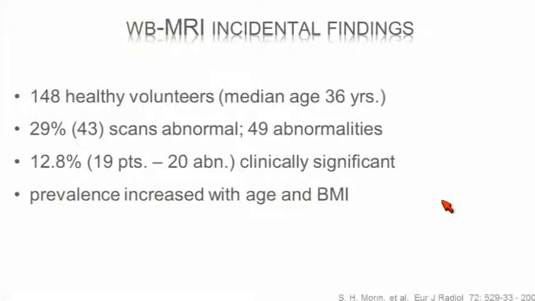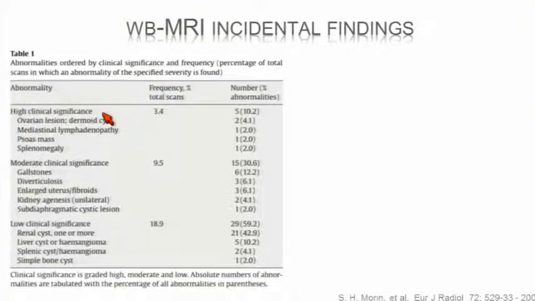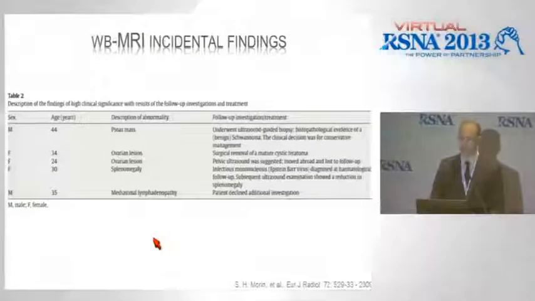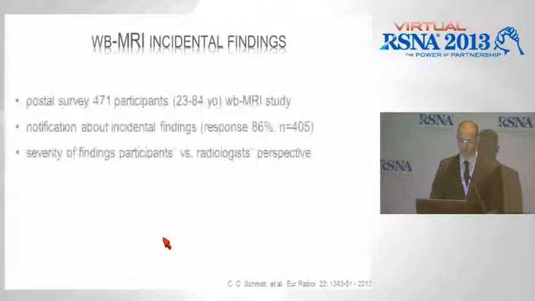There are some other things I want to mention. When you do whole body, you may find other things that you're actually not looking for. In this study on roughly 150 healthy volunteers, they found 30% abnormal scans, and in 13%, these abnormal findings were clinically significant. For the ones rated as highly clinically significant, they had to do invasive procedures such as surgery, biopsy, or follow-up to cope with these findings. So you have to have a game plan in place to know what to do with these findings.